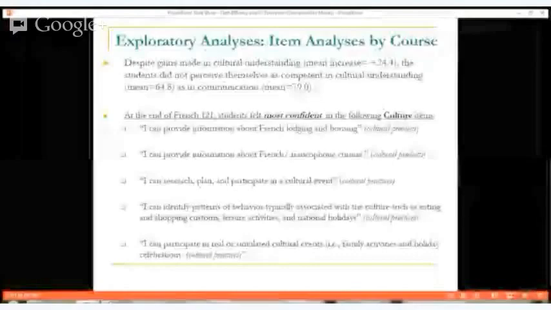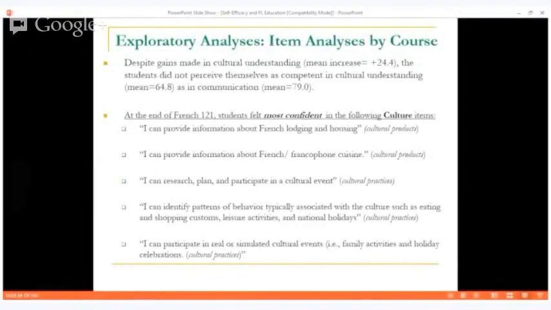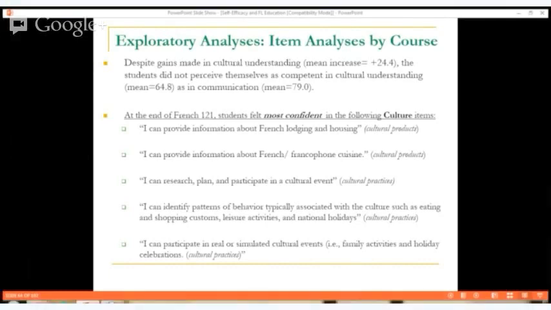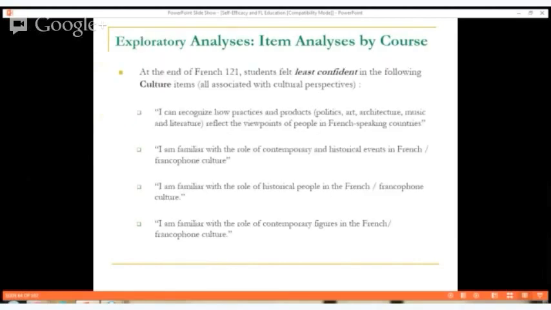At the end of French 121, they felt most competent in the following culture items. I can provide information about French lodging and housing. I can provide information about cuisine. I can research, plan and participate in a cultural event, etc. These actually, if I think about it, were very closely tied with what we were doing in the class. They felt least confident in the following cultural items, all associated with cultural perspectives. I can recognize how products and practices reflect the viewpoints of people in French-speaking countries. I'm familiar with the role of contemporary and historical events in French culture. What we found, and when I reflected on the course again, was that cultural perspectives did not play a key role.